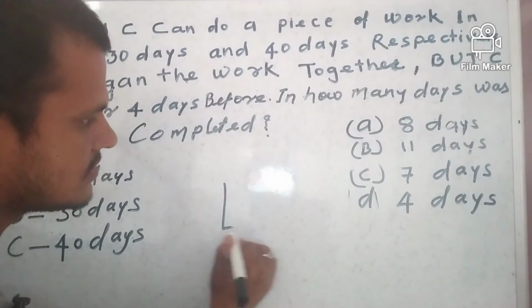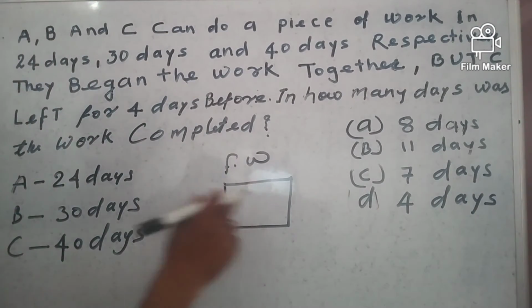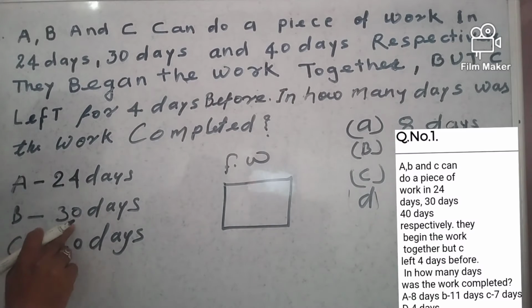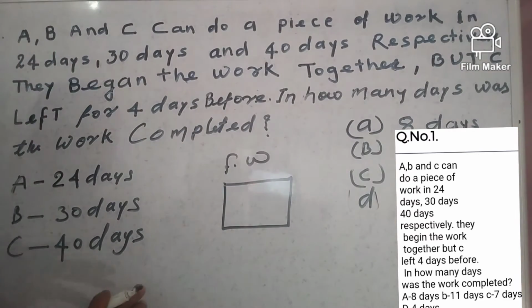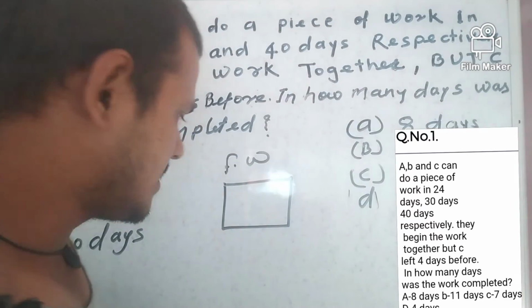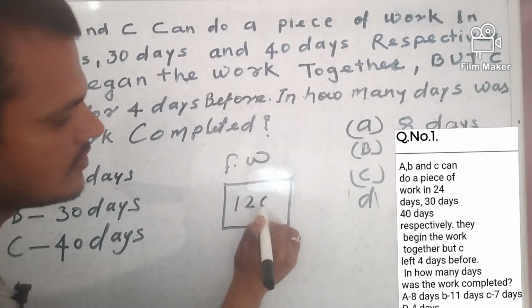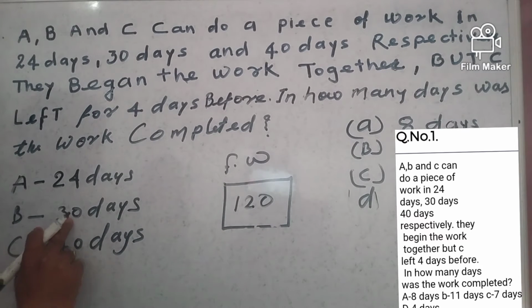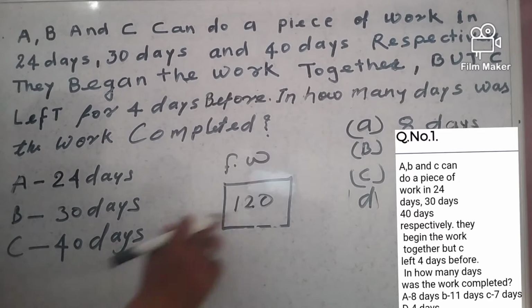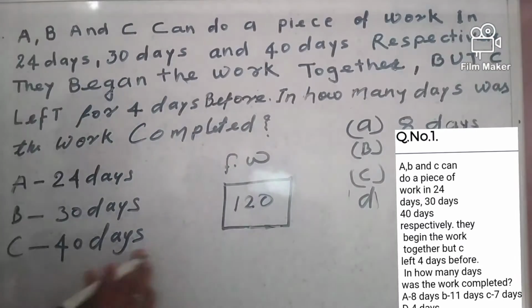So see here, this is the full work. He completed it in 24 days, he in 30 days, and he in 40 days, but we don't know what the full work is. So take a number by which all are divisible. Let me take 120. 24 times 5 is 120, 30 times 4 is 120, and 40 times 3 is 120. So 120 is divisible by all.